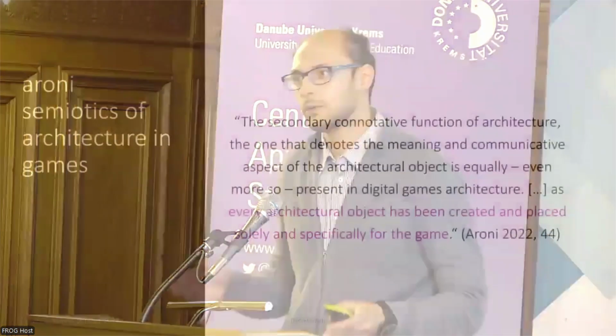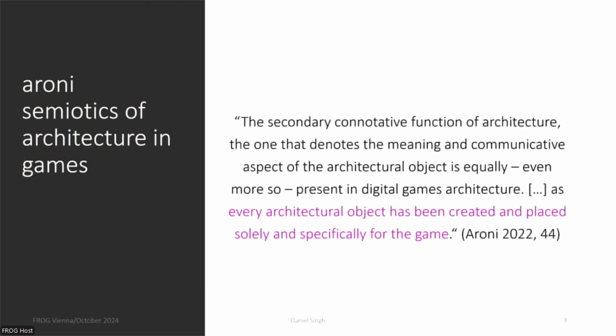Concluding this chapter, he says that the secondary, the connotation, is much more important in video game architecture than it is in real life architecture, because every architectural object in a game has been put there solely for the game. So the connotation is also a way of furthering the narrative. It's basically the narrative aspect.